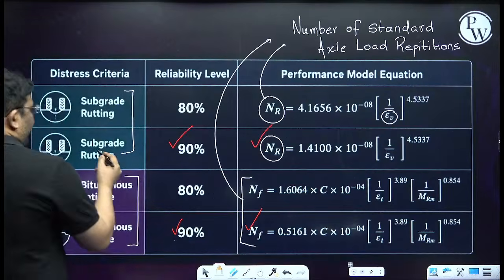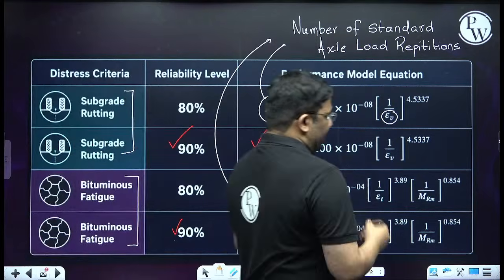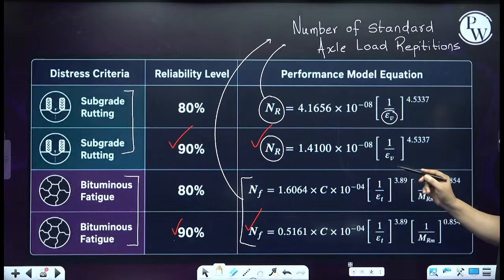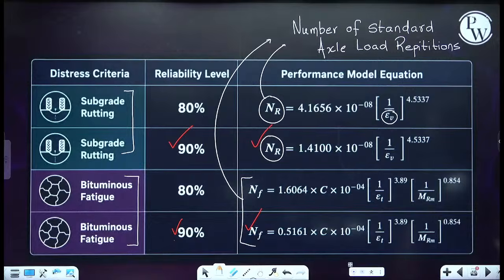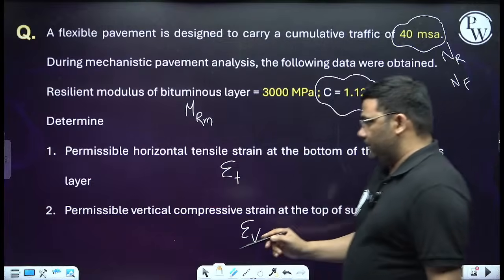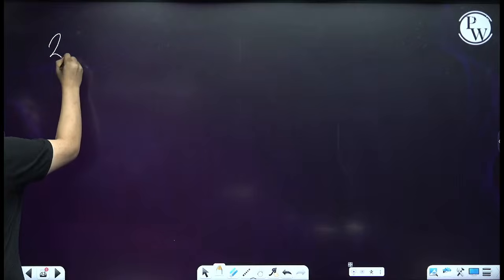So, when I am considering this rutting criteria, I will use this equation, and based on that I can find out the vertical strain, and they might ask you this question. So, let us first find out the vertical strain. First, let me solve the second question.